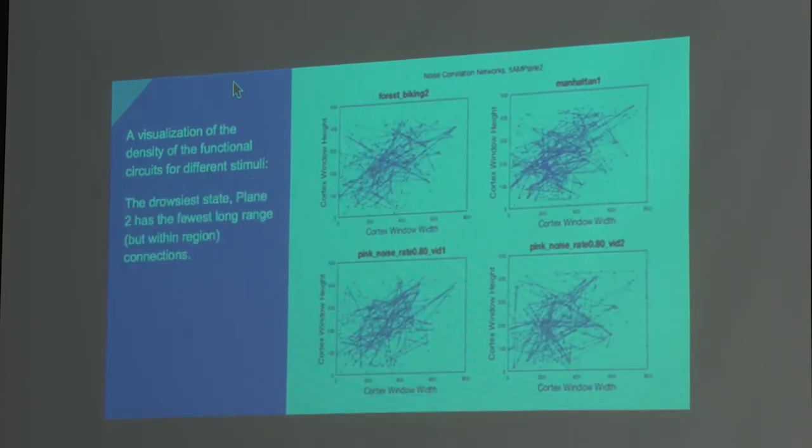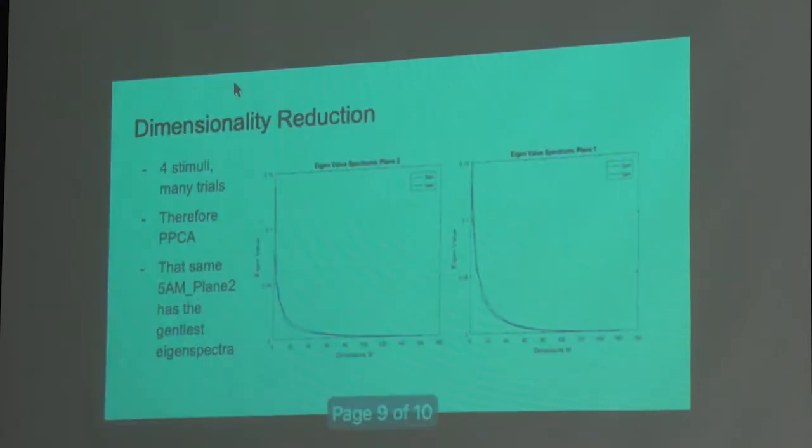And this is the 5 a.m. plane two, which is now going to be the drowsiest state. You see the fewest long range within the viewing window connections. This is, again, just visualizing the density of the sort of cortical circuits.